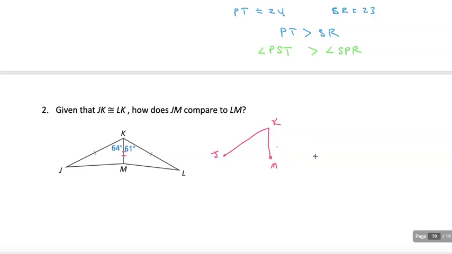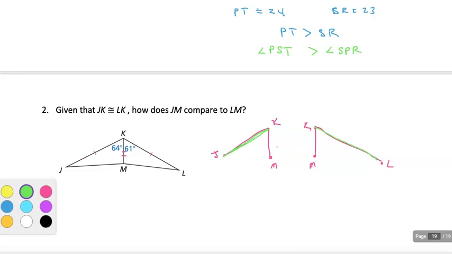And then I've got KM and KL. So JK is congruent to KL. Not so congruent according to my picture, but work with me on that one. And KM is congruent to KM.